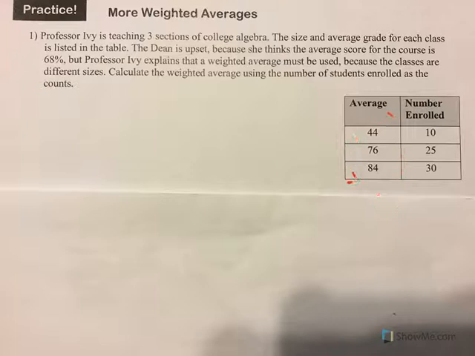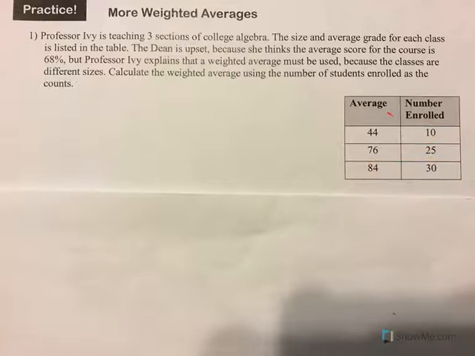Well, Professor Ivy explains that a weighted average must be used because the classes are different sizes, right? The class that averaged a 44 only has 10 people in it. So that can't count as much as the class that averaged an 84 with 30 people in it. So, calculate the weighted average.